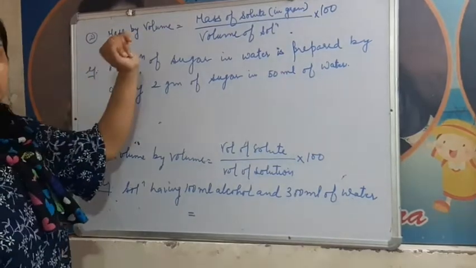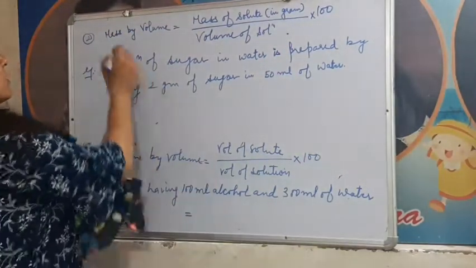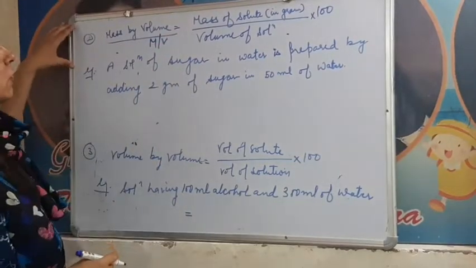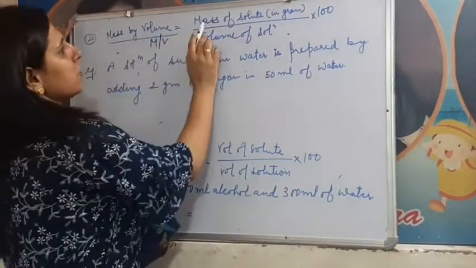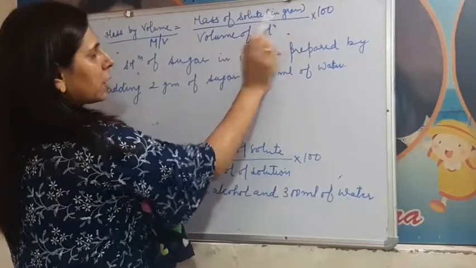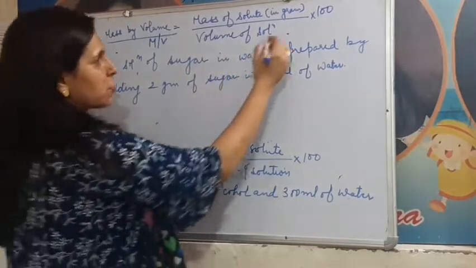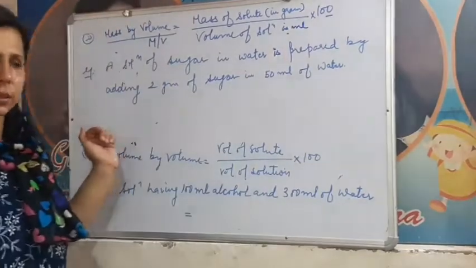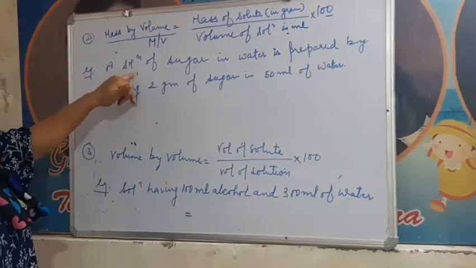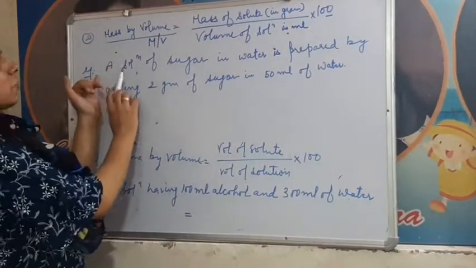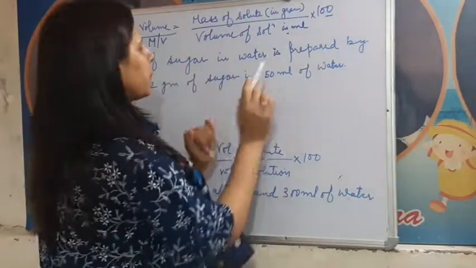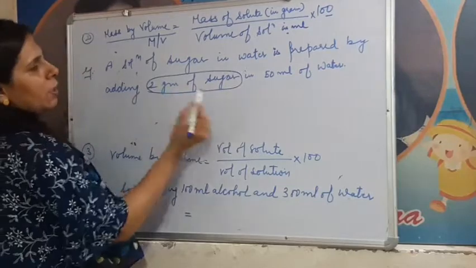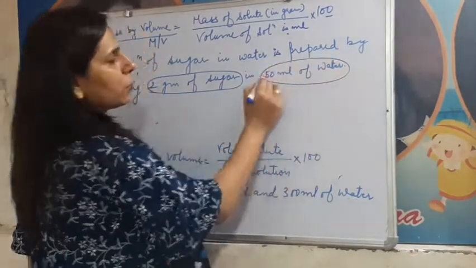So the second method to calculate concentration of solution is mass by volume. Here mass by volume means the mass of solute taken in gram divided by the volume of solution in milliliter and multiplied by 100. So we will apply this formula on this statement. A solution of sugar and water is prepared by addition of 2 gram of sugar and 50 ml of water.